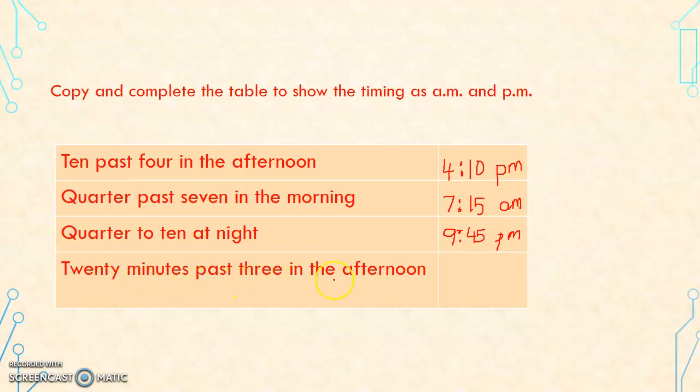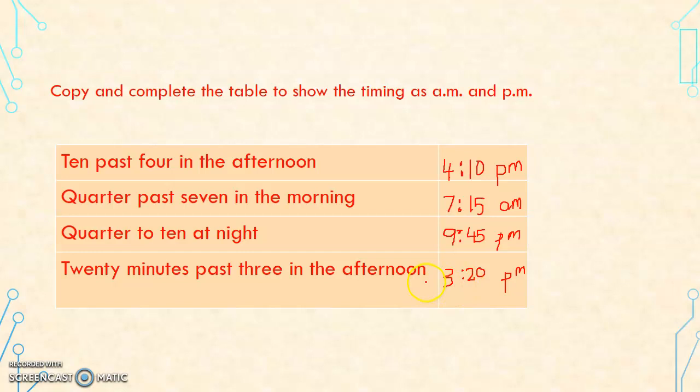20 minutes past 3 in the afternoon. 3 in the afternoon ആയതുകൊണ്ട് PM ആണ്. 20 minutes past. അപ്പോൾ 20 minutes കഴിഞ്ഞു. ഏത് ടൈം കഴിഞ്ഞിട്ട് 3. So hours is 3 and 20 minutes past. 3 o'clock കഴിഞ്ഞ് 20 minutes. So the time is 3:20 PM.